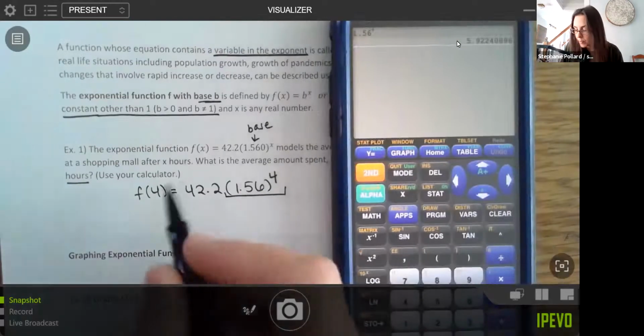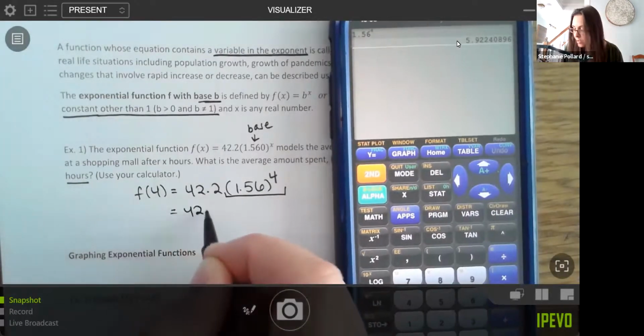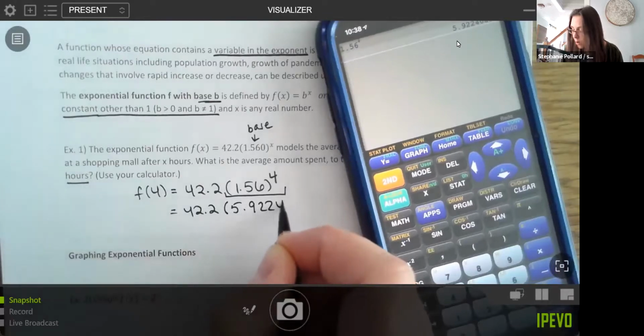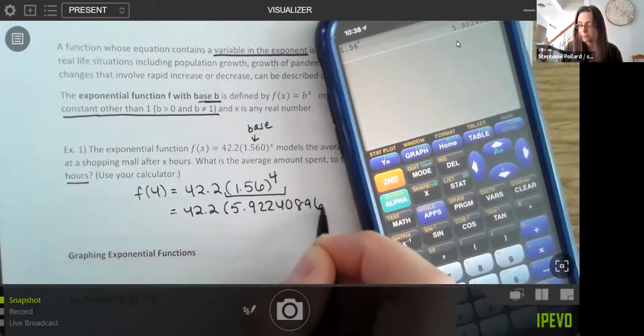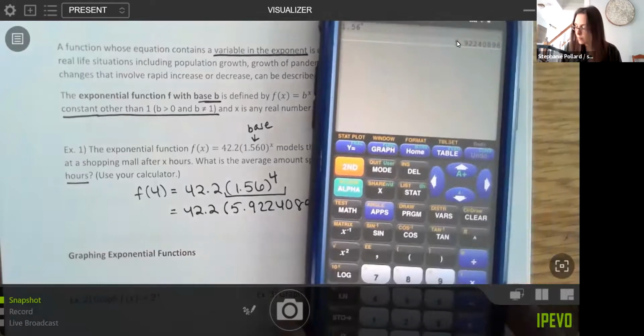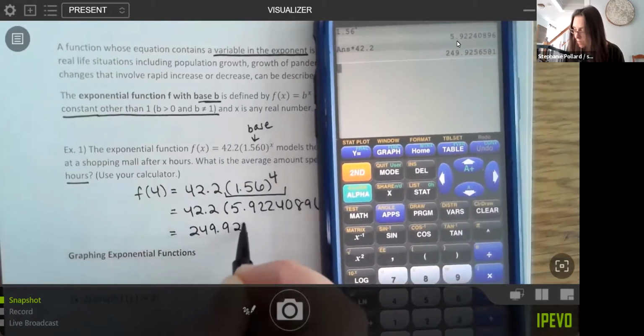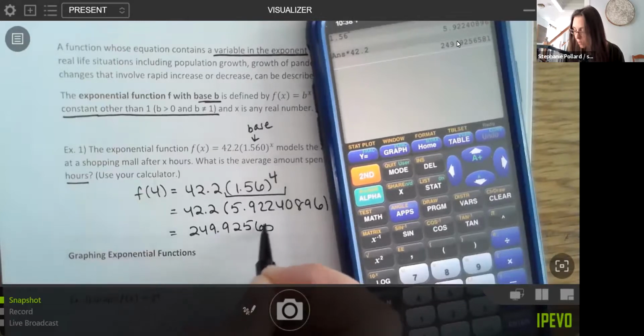So this becomes 42.2 times 5.92240896. Now I can do that multiplication, and I get 249.9256581.